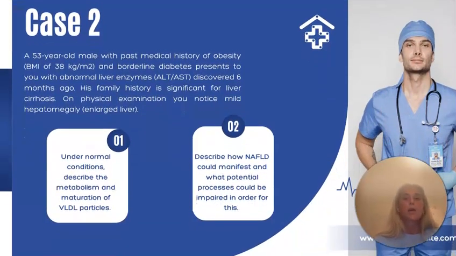So the next one that we will be looking at is case study 2 of a 53-year-old male. The first question is, under normal conditions, describe the metabolism and maturation of VLDL particles. Under normal conditions, VLDL particles, which are rich in triglycerides, are produced by the liver. These particles contain several types of apolipoproteins, including B100, C1, C2, C3, and E, with ApoB100 serving as the core structural protein. Each VLDL particle has one ApoB100 molecule.